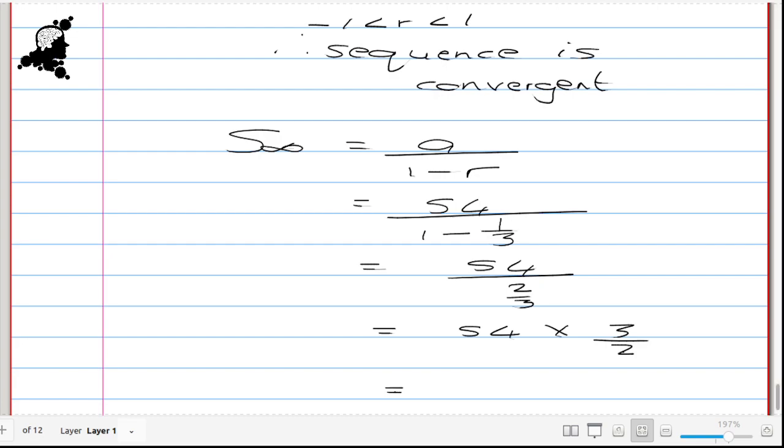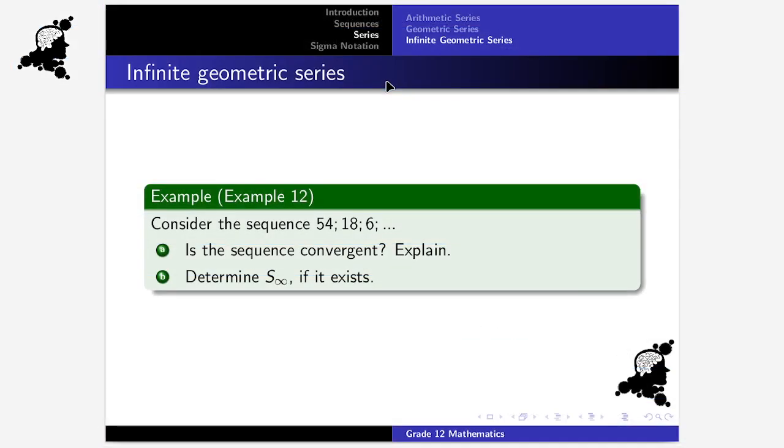Now, 2 goes into 54. Let's see how many times is that. 2 goes into 54 26 times. 26 times 3, that's 52. Okay, my mental math is not serving me so well. 26 times 3 is going to give me 78. So the sum to infinity in this case, S infinity, is 78. There we are. We're done. Life is great.